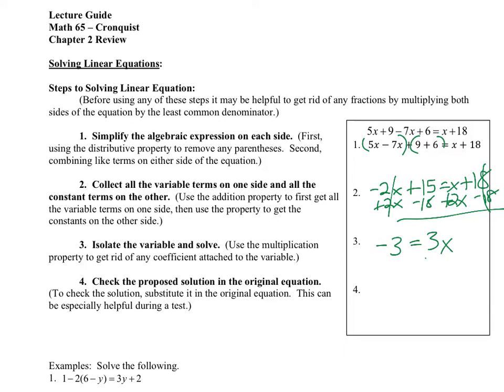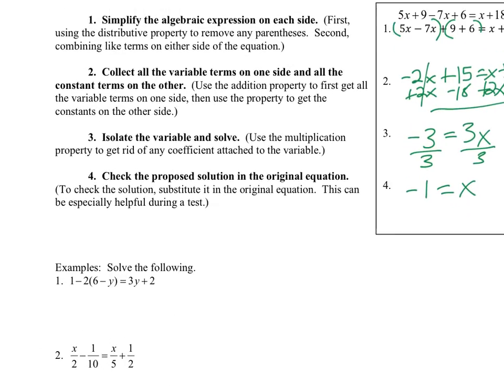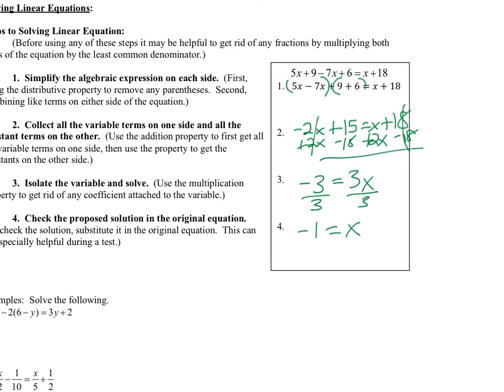Now I have to isolate the variable, so I divide both sides by 3, and I get minus 1 equals x. So that's how I solved this equation. Now the final step is to check this solution. So I'm going to plug it back in. If x is negative 1, now we've got to check it.